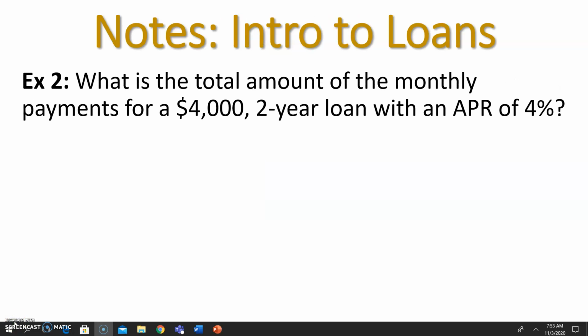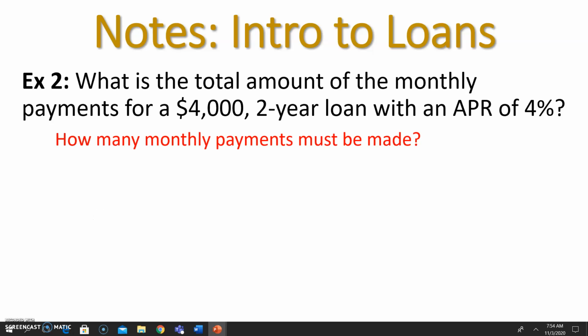Example 2. What is the total amount of the monthly payments for a $4,000 two-year loan with an APR of 4%? So note, this is the same example as example 1. We're just asking a different question here. We want to know how much we'll actually pay over the 2-year term. So first question we will ask ourselves is, how many monthly payments must be made?